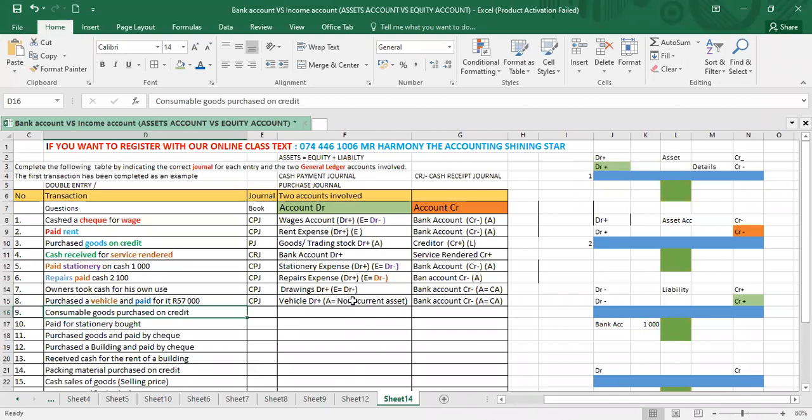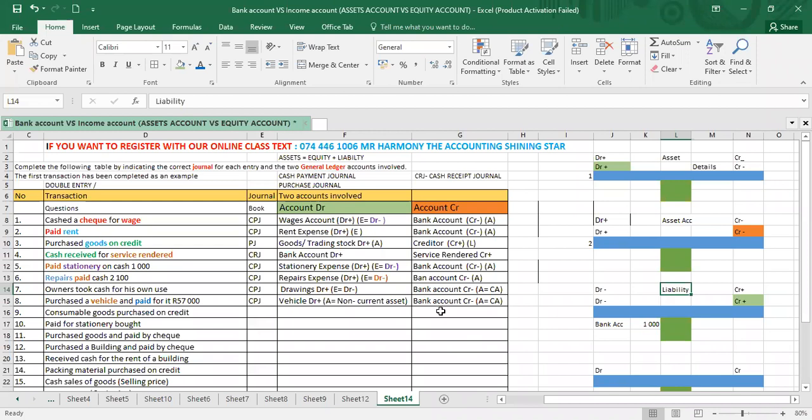Now, before I actually explain what is happening here, which account is being affected? Let me just check from new and old students. Which account will be affected? Asset, equity, or liability? Assets. All right. And which other account? Liability. Thank you very much, student.